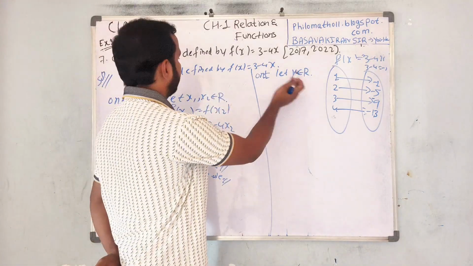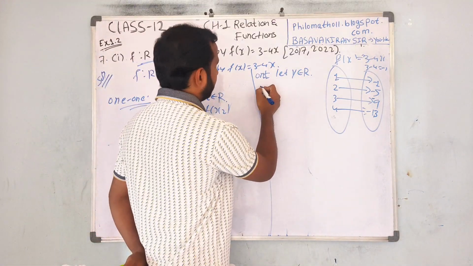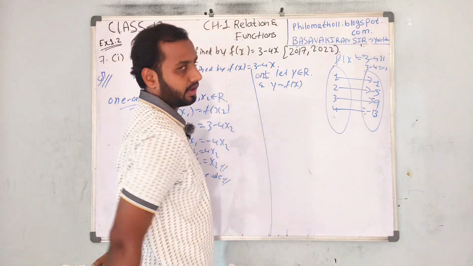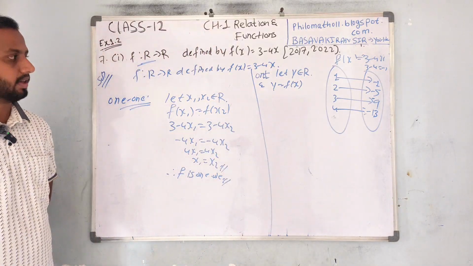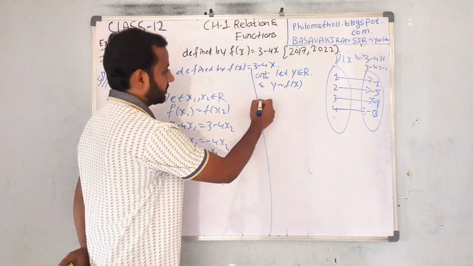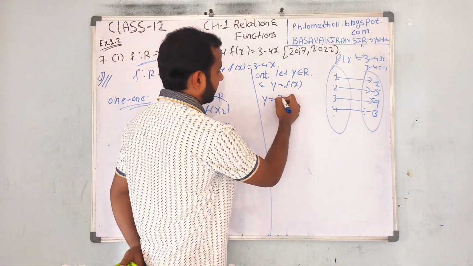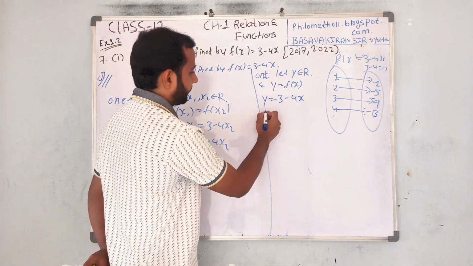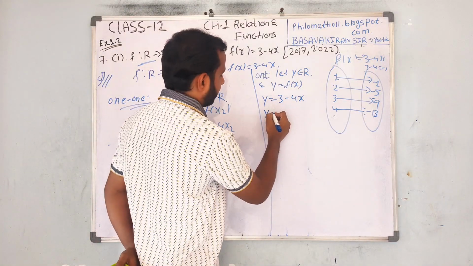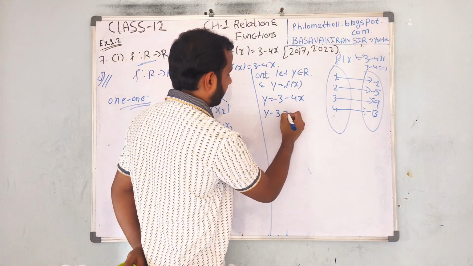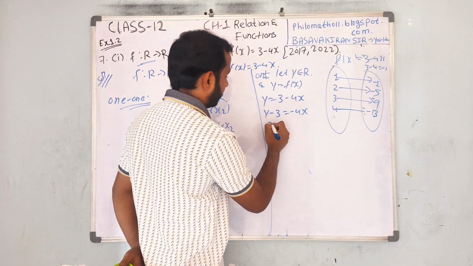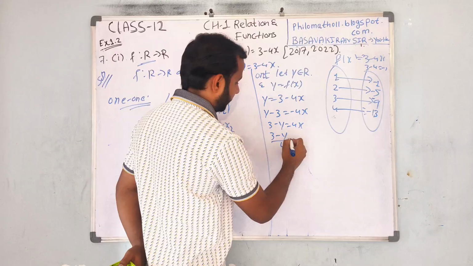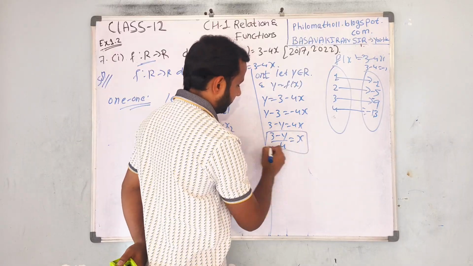It belongs to real numbers. Next, and y equals f of x. This is the method of solving onto. Whenever you don't know the range, this is the method. Y equals, what is your f of x? F of x is nothing but 3 minus 4x. Now I need to take out the value of x. y minus 3 equals minus 4x. 3 minus y equals 4x. 3 minus y divided by 4 equals x. This is the value of x.